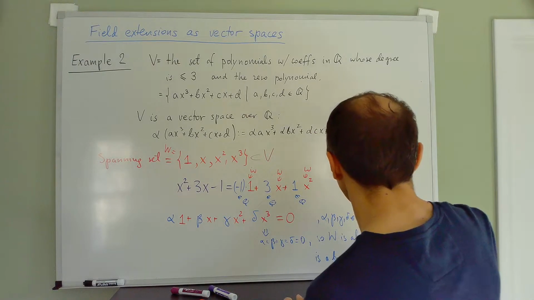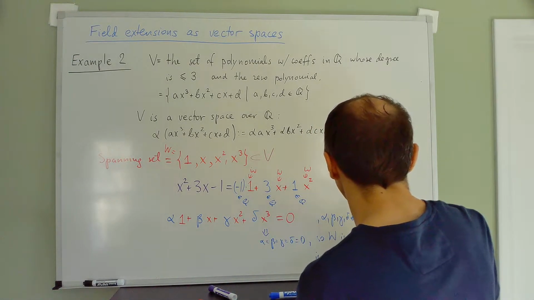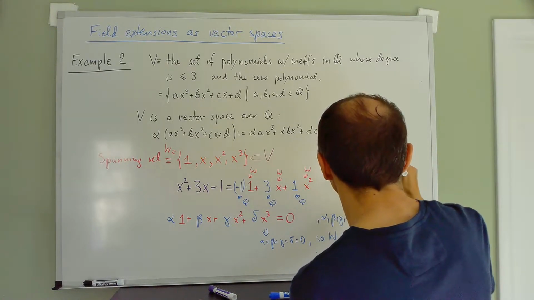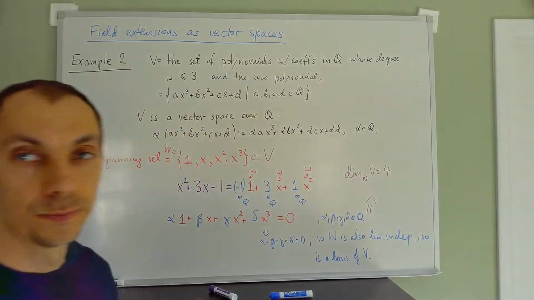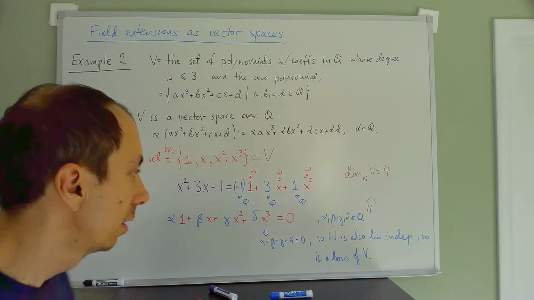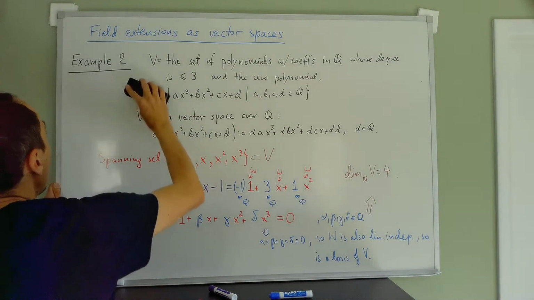So as a conclusion, we get that the dimension of V over Q is 4. Actually, something to be expected. Let's do another example.